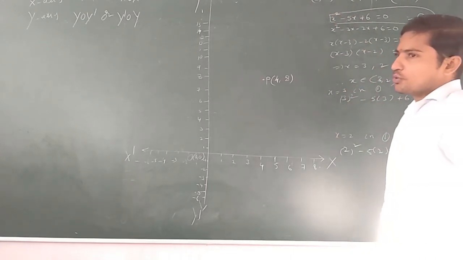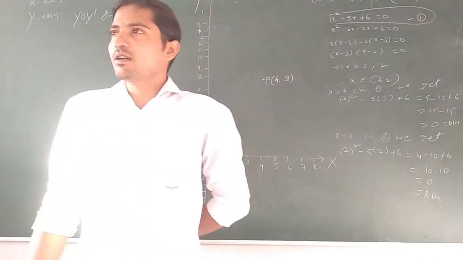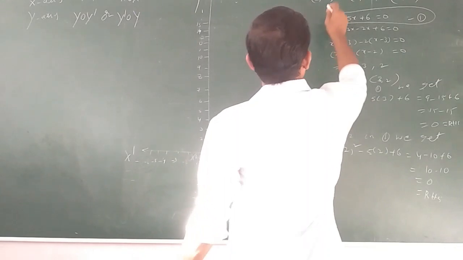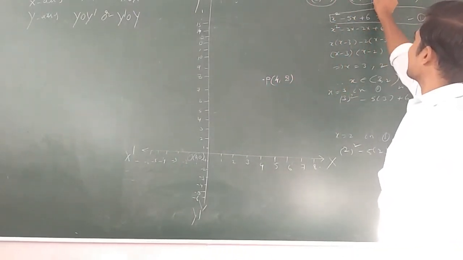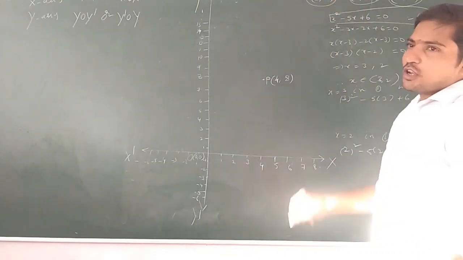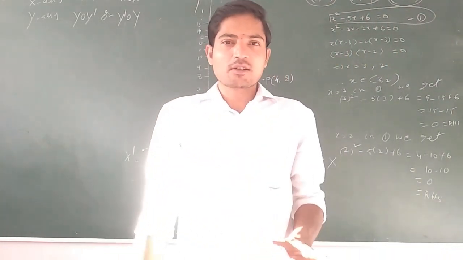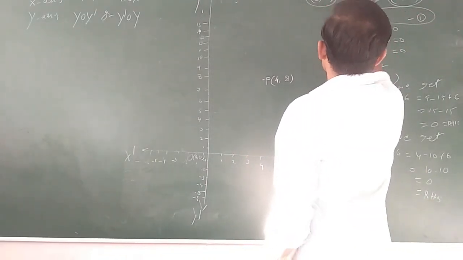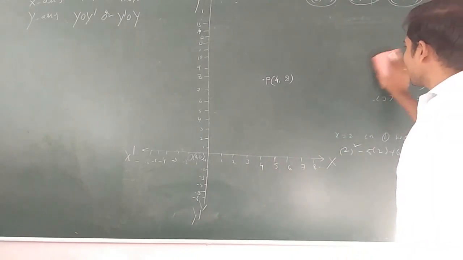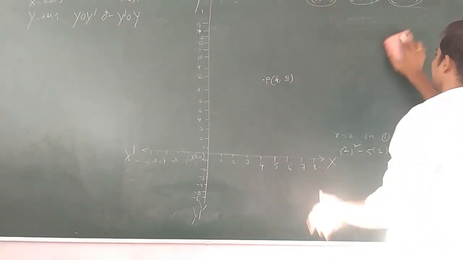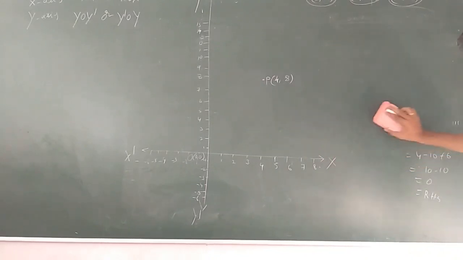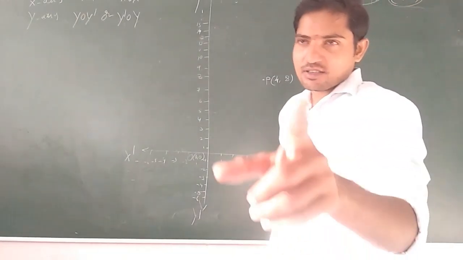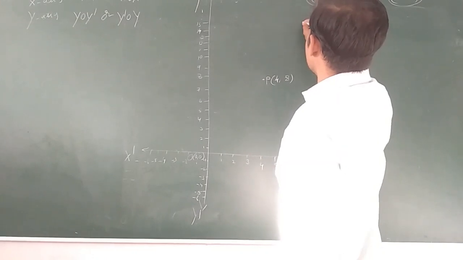The representation 3 comma 2 is called an ordered pair. Like (3, 2), this is an ordered pair. This is also an ordered pair. If you represent it like this, you have to call it an ordered pair, right? In an ordered pair, the first element is called the first coordinate. This is the first coordinate.